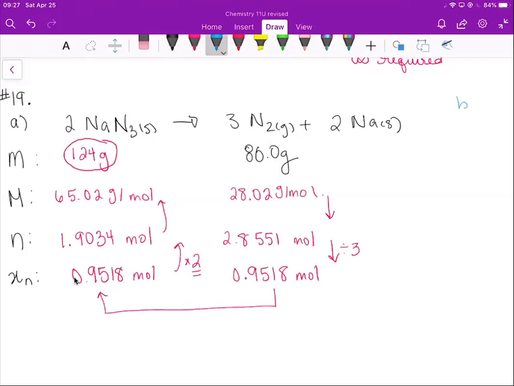Okay, part B still requires this question. I think it's how many moles or how many atoms of sodium are produced as well. I already did most of the work. I already know I have this number here. Remember, this is everything to scale, not regarding the coefficient. So the first thing I have to do is multiply by 2. So now I know that 1.9036 moles of sodium are produced from this decomposition.